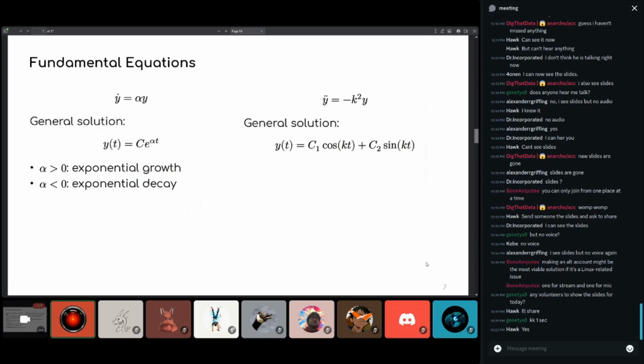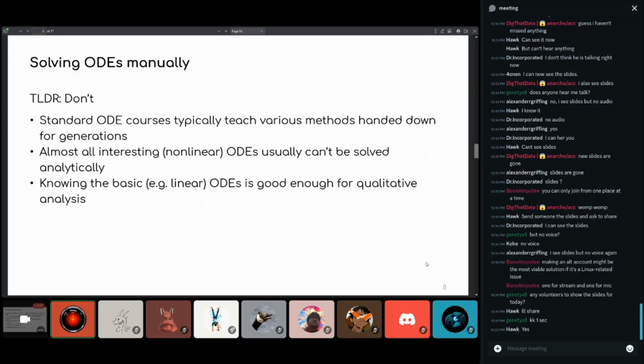Okay, next please. So at this point, at least if we're in a standard ODE course, we'd be going over a lot of methods to manually solve ODEs. Like you have stuff like separable equations, all that jazz.